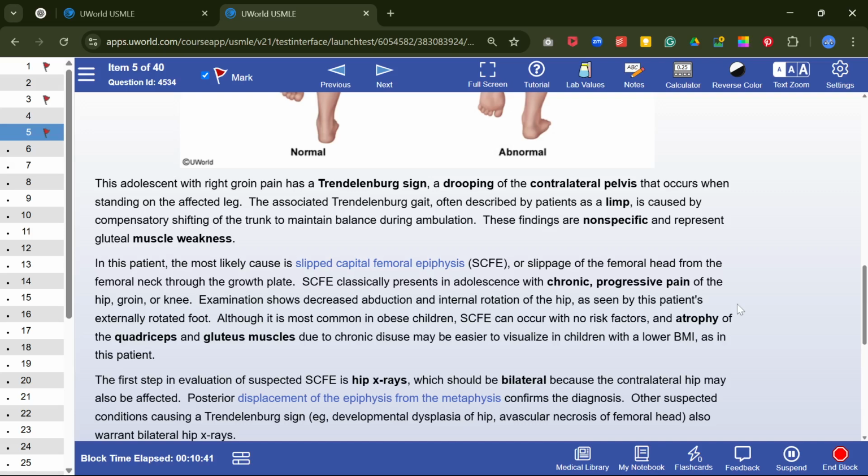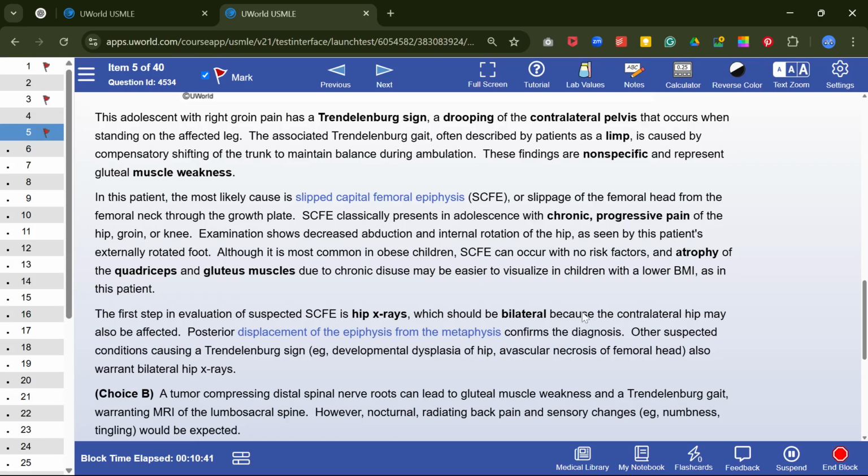Posterior displacement of the epiphysis from the metaphysis confirms the diagnosis. Other suspected conditions causing Trendelenburg sign, such as developmental dysplasia of the hip and avascular necrosis of the femoral head, also warrant bilateral hip X-ray.